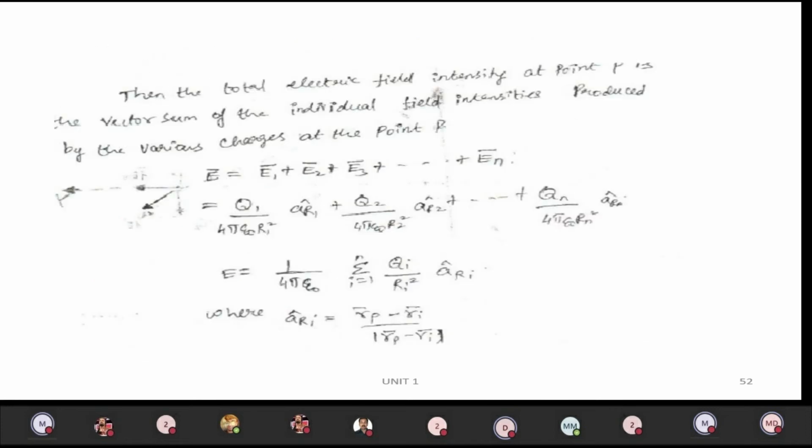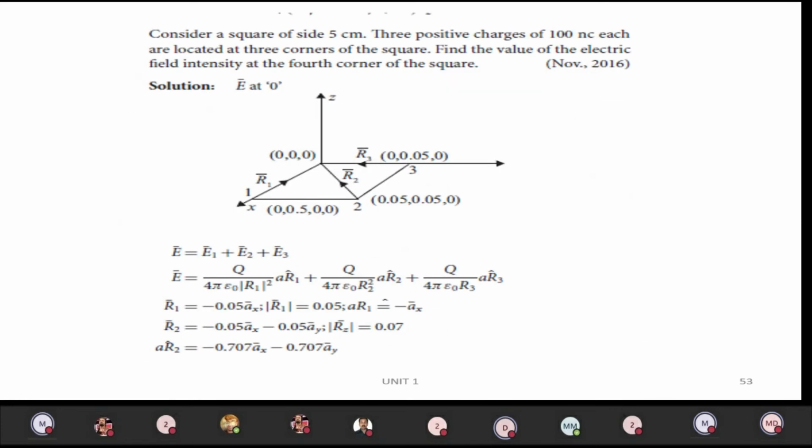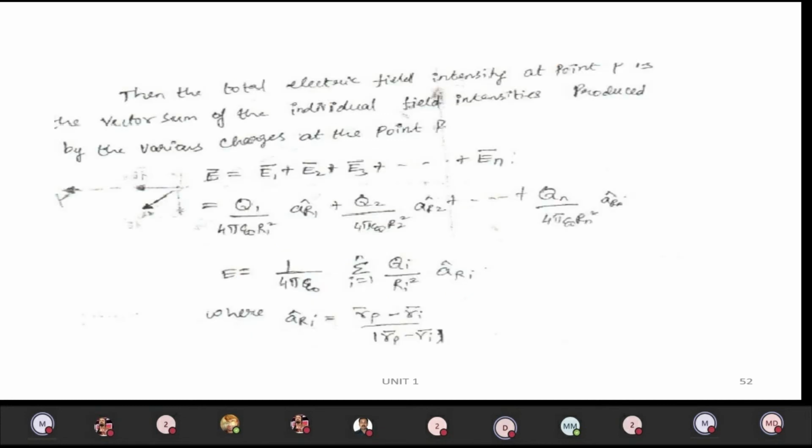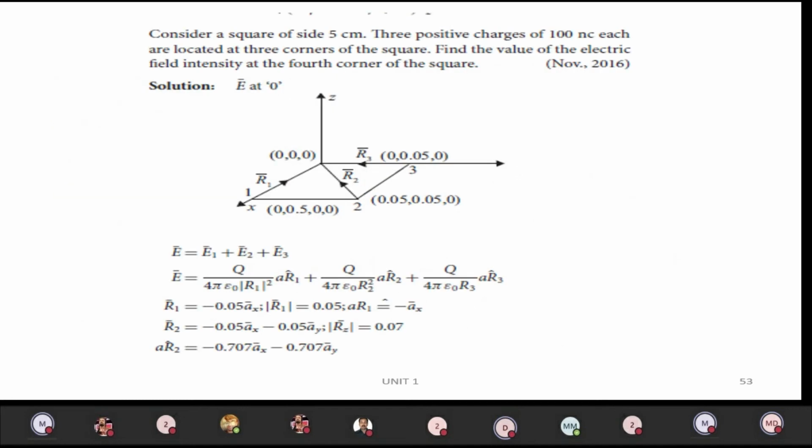And this problem, which we have seen in the last, relates to point charges. So what is the formula we have just seen? Electric field due to point charges: E equal to 1 by 4 pi epsilon, summation of i equal to 1 to n, Qi by Ri whole square into ARi vector. For that only you will be taking the point charges. So this problem is related to that formula only.